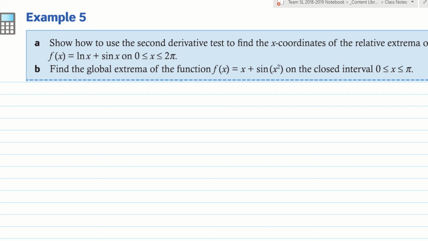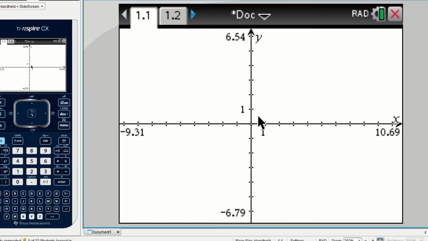Okay, so we have to take the second derivative test to find the x coordinates of the relative extrema of the function f of x equals ln of x plus sine x from 0 to 2 pi. Now notice this is a calculator question, so definitely paper 2. Get your calculator ready. You should be opening up a graph similar to what you see with mine.